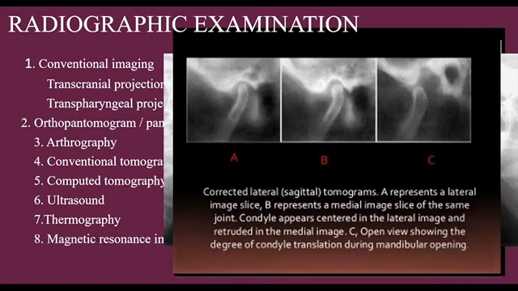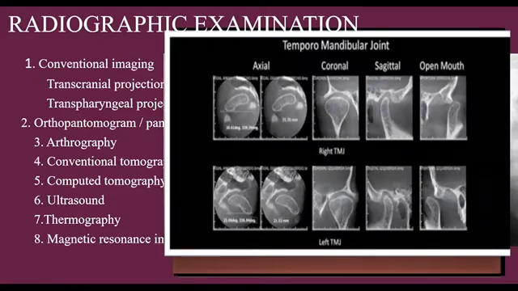Then comes computed tomography. A represents the lateral image slice and B here is the middle slice of the same joint. Computed tomography is one of the best methods right now for TMJ examination because it provides imaging in axial, coronal, sagittal and open mouth movements.